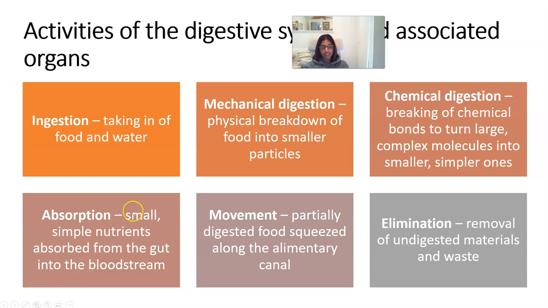By way of getting these small food particles to be absorbed through the gut wall, we have to move that food along the alimentary canal. And this is done through squeezing food along through a special type of movement. Finally, once we've got all the nutrients that we can, the food then passes out of the body through elimination. So elimination is the removal of undigested and unwanted materials as waste. So we start off with ingestion, we have mechanical and chemical digestion, absorption and movement, and then finally elimination.